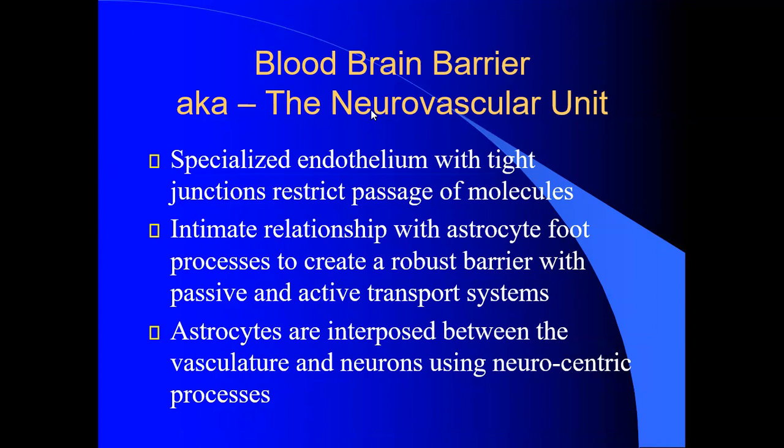So let's just focus on that for a minute. We're going to call that interaction of the astrocyte with the capillary the neurovascular unit. So you have the neuron, you have the capillary, and in between is the astrocyte. And the astrocyte is in intimate contact with the capillary through a series of specific transporters and channels and things like that.